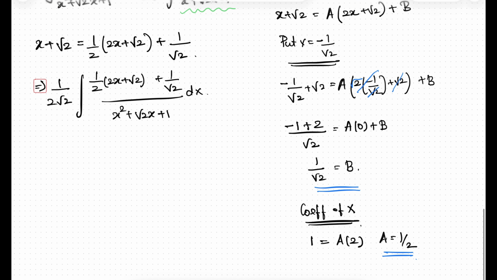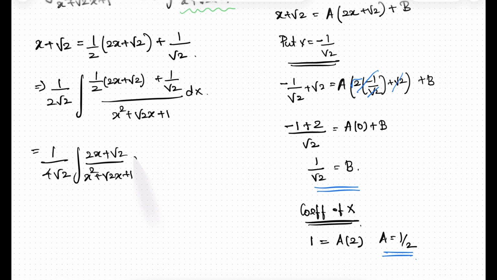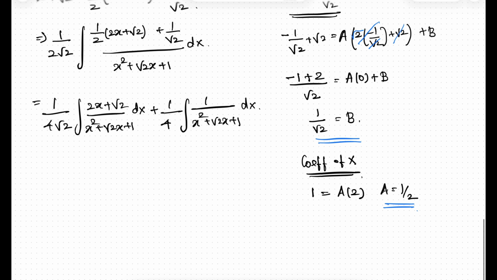I can simply divide it, or I can take the constant value inside such that it is 1 by 4 root 2 integral of 2x plus root 2 divided by x square plus root 2x plus 1 dx, plus 1 by root 2 into root 2 gives me 4, 1 by 4 integral of 1 by x square plus root 2x plus 1 dx. Now when I differentiate the denominator, you are getting the numerator, right? So I can write it as 1 by 4 root 2 log of my denominator x square plus root 2x plus 1, plus 1 by 4 times.